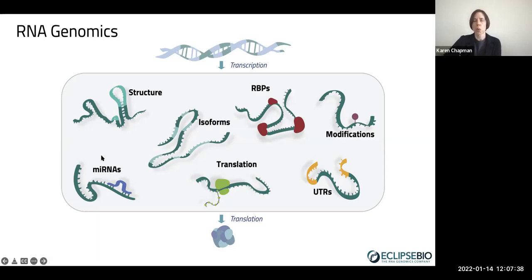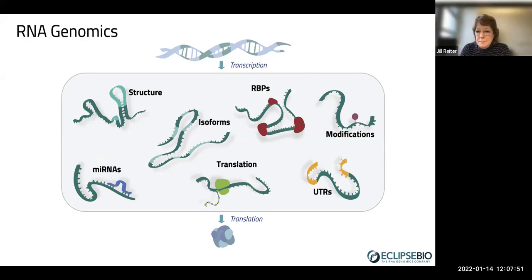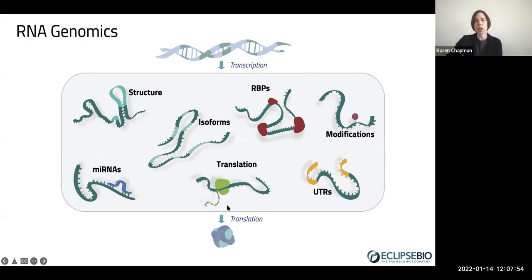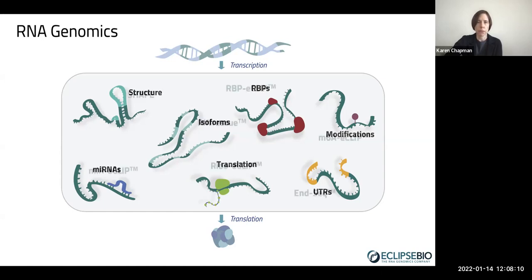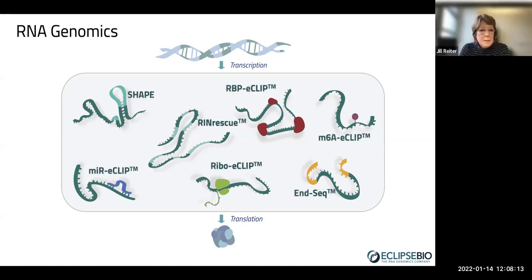MicroRNAs, you're probably familiar with microRNAs being a major point of post-transcriptional regulation of RNAs. And I'll be talking about a technology that really precisely maps the microRNA-mRNA interactome. And finally, the translational control, the rate at which ribosomes load, the rate at which they translate RNAs into protein, again, is a major level of regulation. So we'll be going over some of these technologies today.